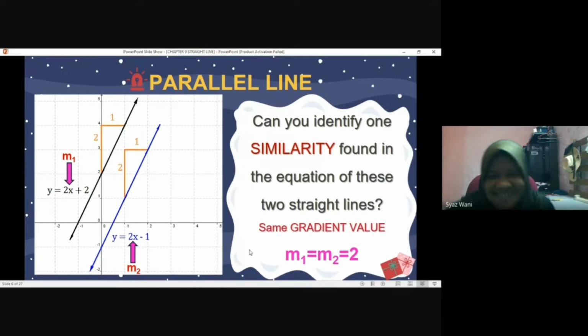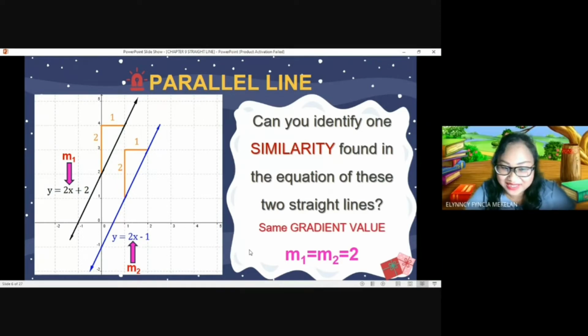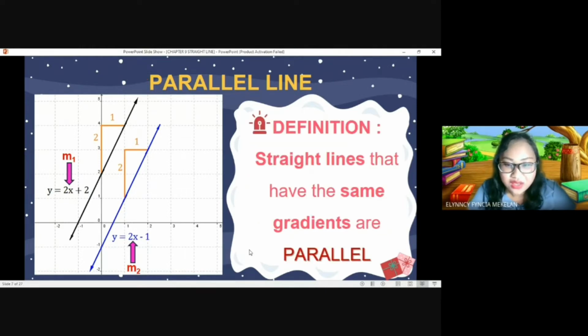So based on this picture, we can see that m1 is equal to m2 equal to 2. Thus, what we can conclude from the previous activity is straight lines that have the same gradients are parallel. Class, please take note on this definition since we will use it later to make a conclusion.